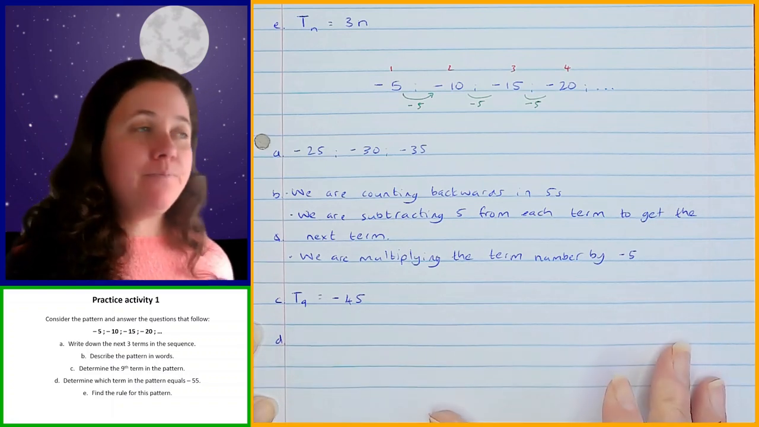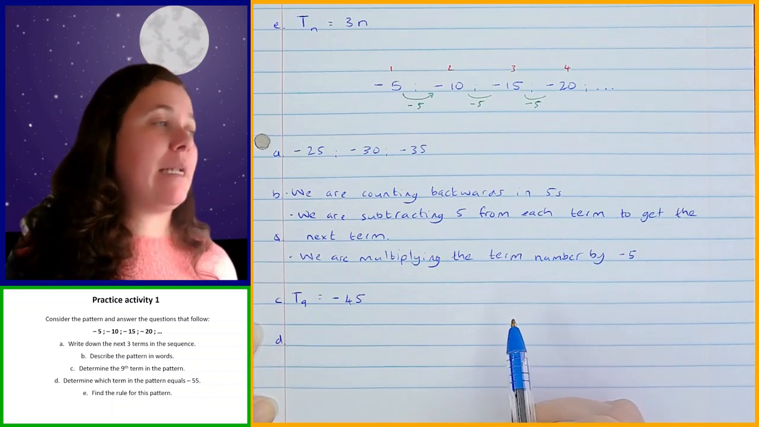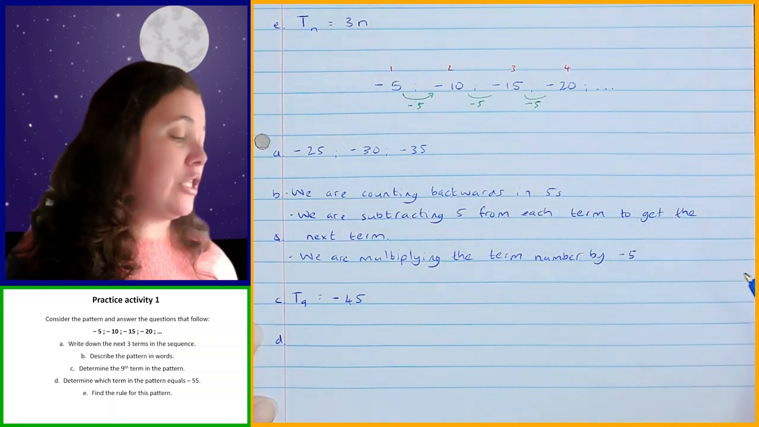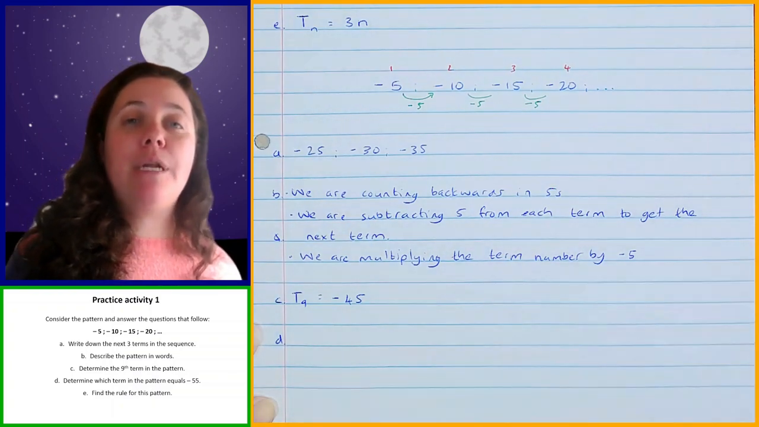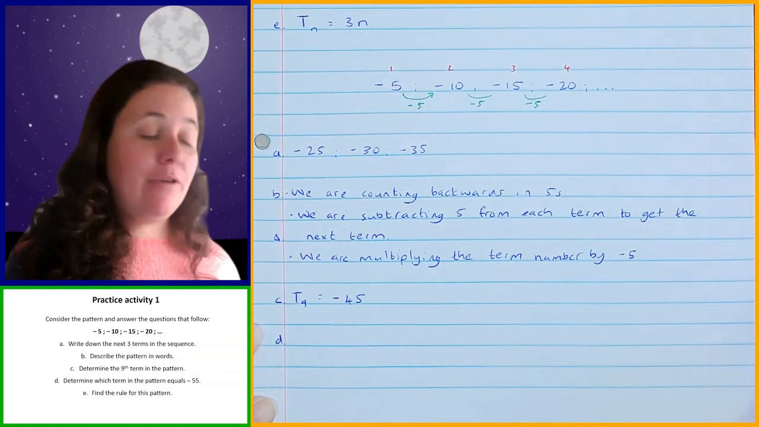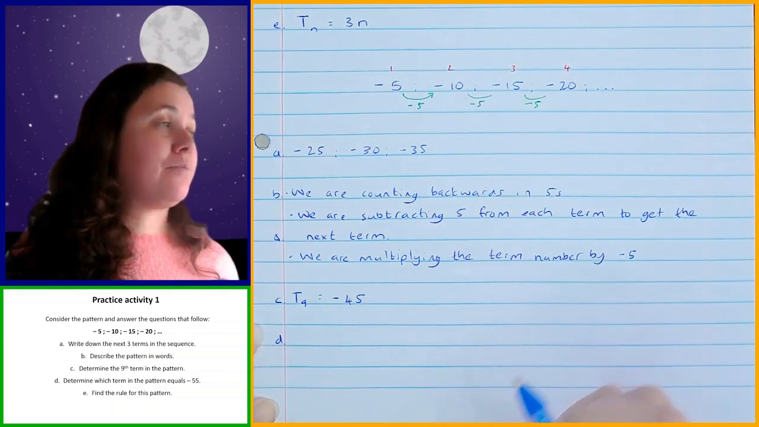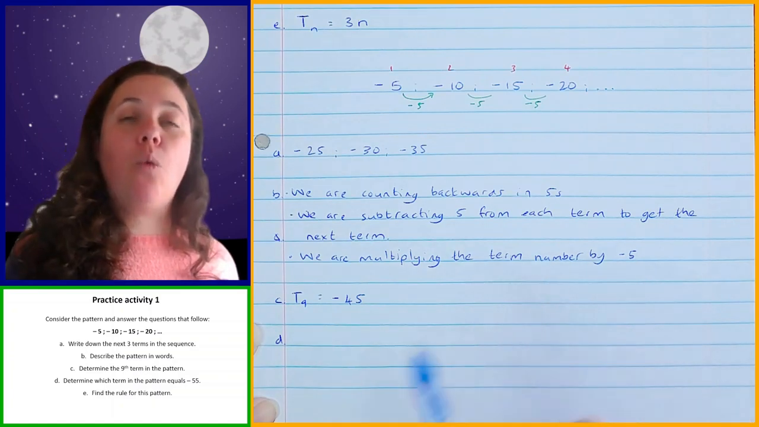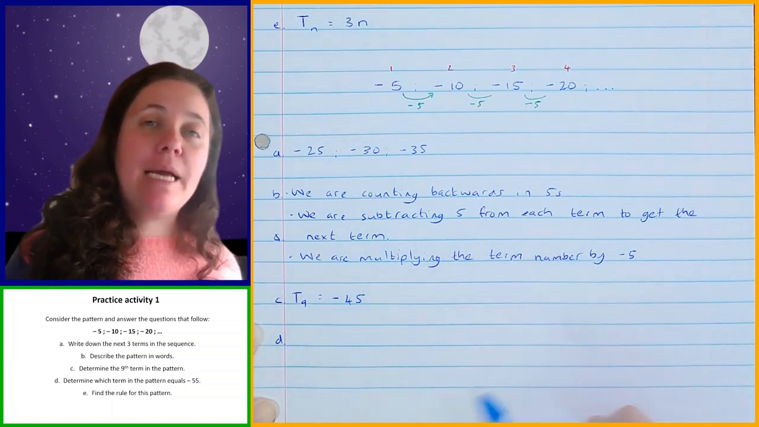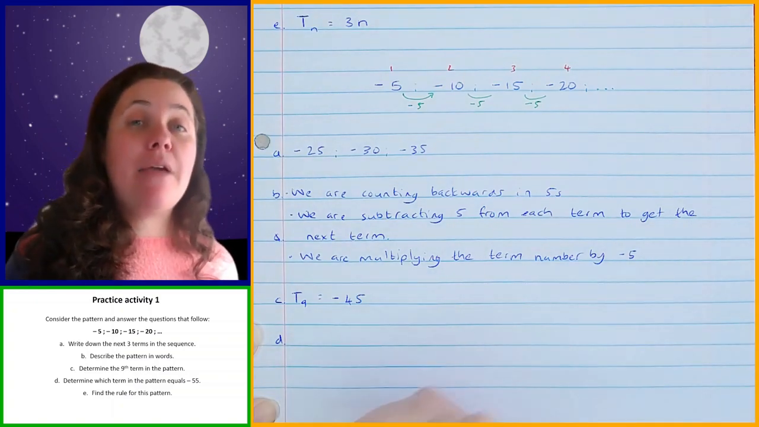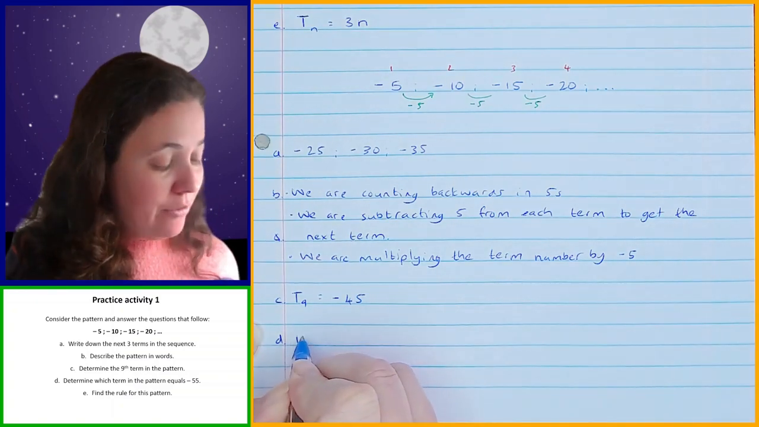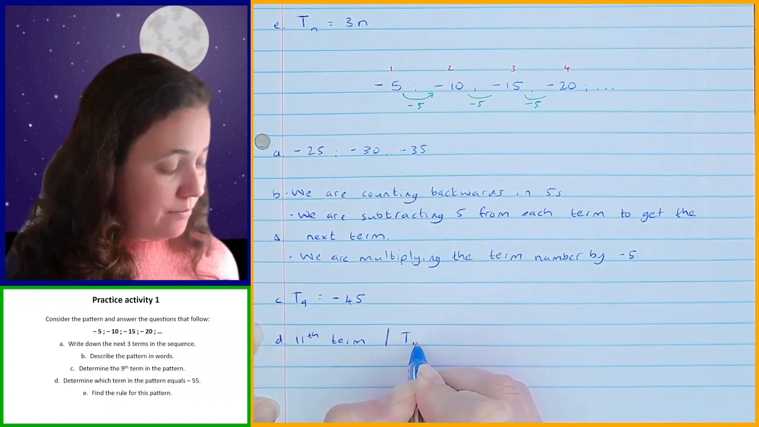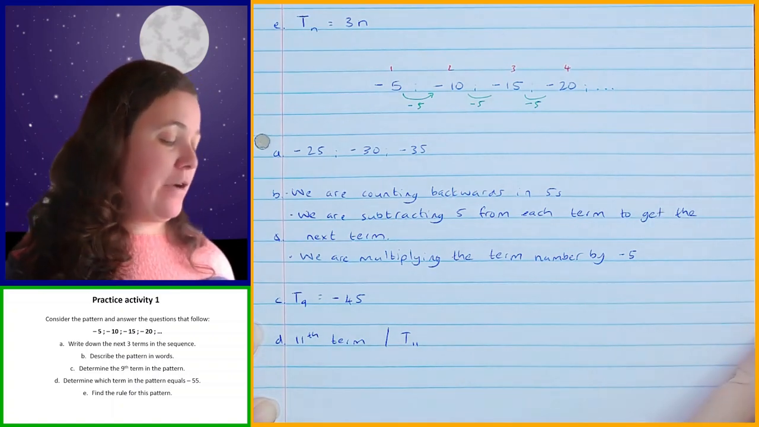Then for question D, you determine which term in the pattern equals negative 55. Again, you could continue counting until you get to negative 55 and see how many terms you have altogether. You should get 11. Or, because we know that we are multiplying the term number by negative 5, we can ask what must we multiply by negative 5 to get negative 55? We need to multiply 11 by negative 5. So it's our 11th term, or T11 is equal to negative 55 for question D.